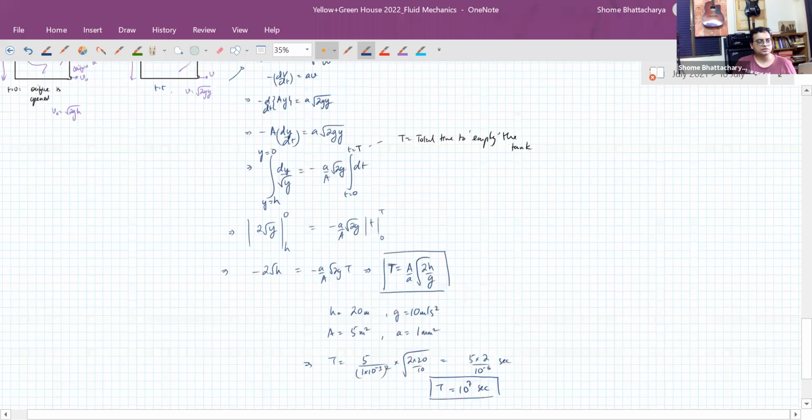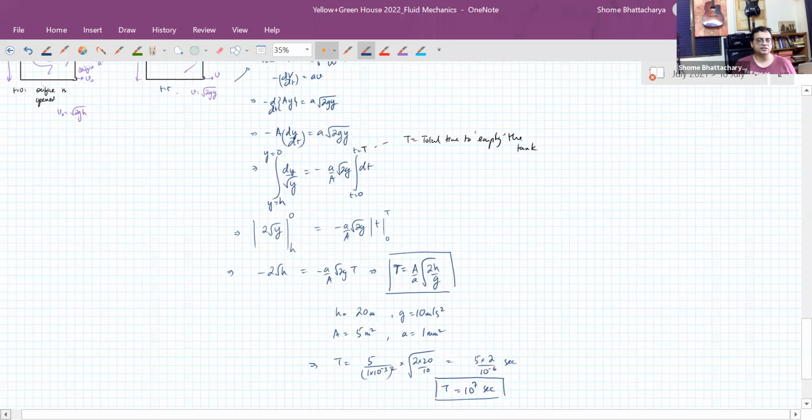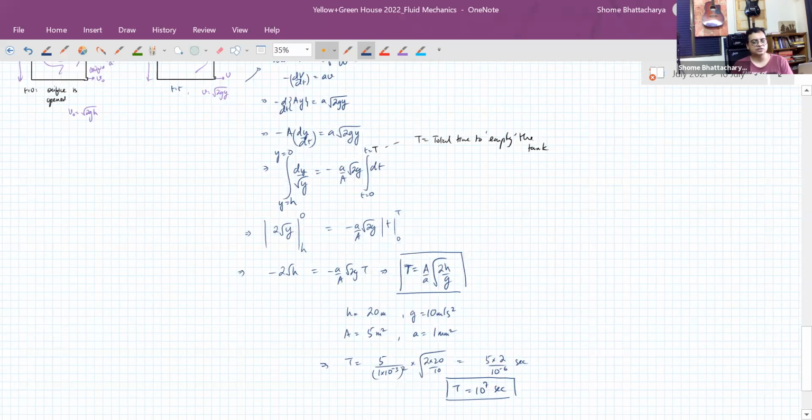So initially liquid will be gushing out at a high speed because the height is large, but as y starts to decrease, even the speed of efflux starts to reduce very significantly. So all that contributes to this. I've just taken a numerical example. So if these values are given, then the time taken to empty the tank.